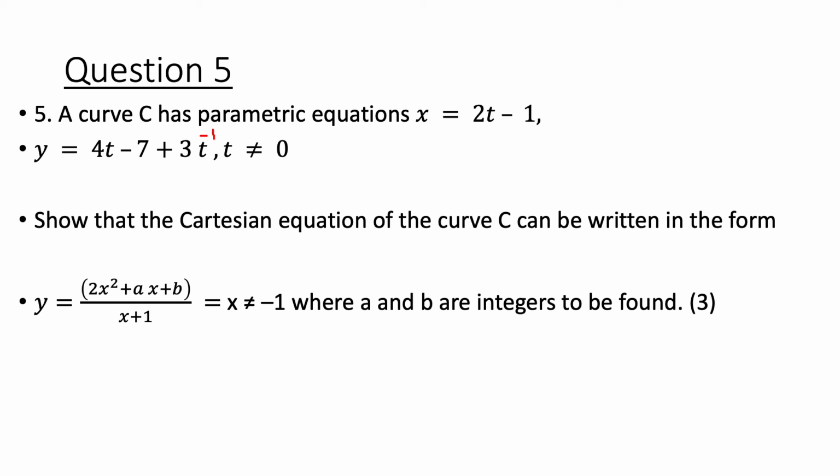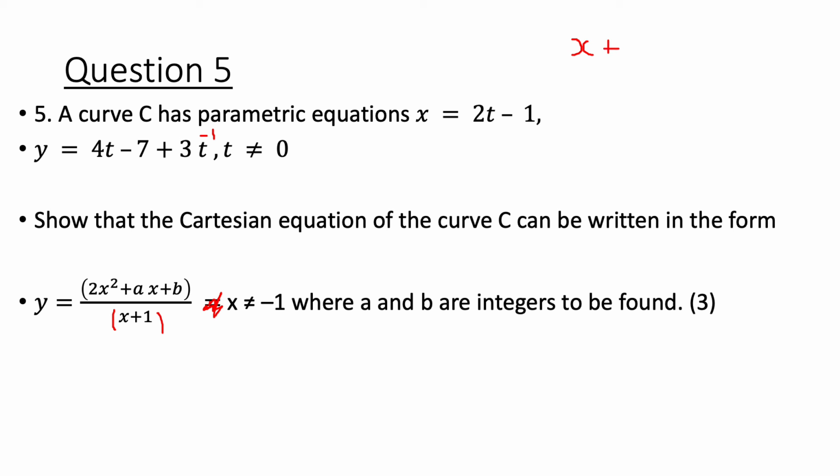Okay, so part A, show that the Cartesian equation of the curve C can be written in the form y equals 2x squared plus ax plus b, all divided by x plus 1, where x can't equal negative 1, because obviously it's not possible to divide by 0, where a and b are to be determined. Right, so it's rearranging equation 1. So rearranging x equals 2t minus 1 to make t the subject, and then substitute it into the second equation to work out an equation for y in terms of x.